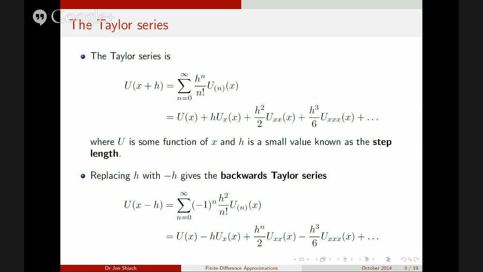The Taylor series is a series summation from n equals 0 to infinity of h to the power n over n factorial, multiplied by a partial derivative of our function u. Just remember from last week, u was our function, the solution. What we do here is step a short distance away from x. We want to solve at x, but we step away a short distance, and that's what h is: some small step away from x.